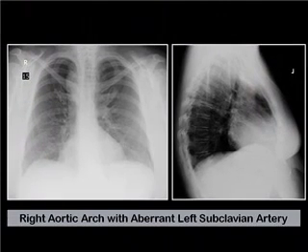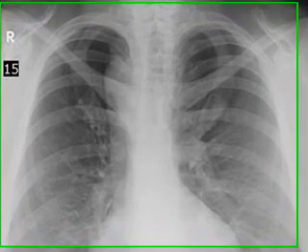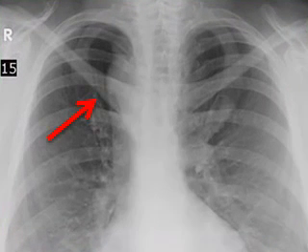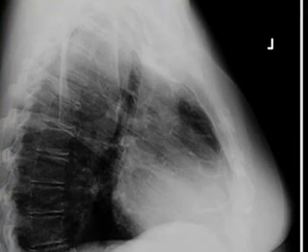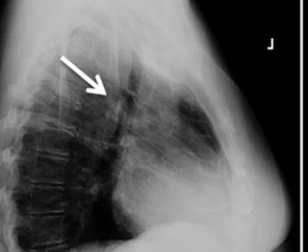Well, if you said that this is a right aortic arch with an aberrant left subclavian artery, you'd be correct. This image shows the right aortic arch displacing the air-filled trachea to the left, and the lateral image demonstrates forward displacement of the air-filled trachea, indicating that there is an aberrant vessel behind.